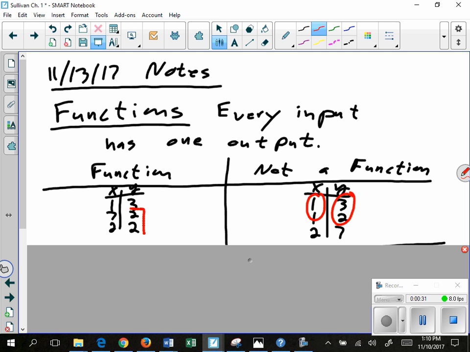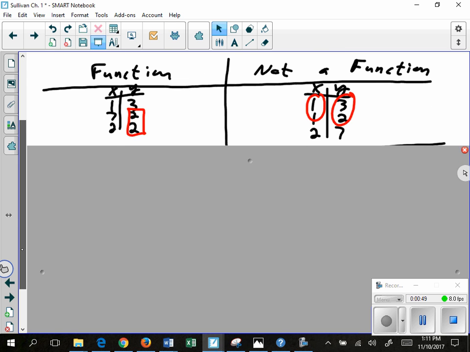Having these double 2's here is legal, because if I input a 7, I could get a 2 out. I could input a 2 and get a 2 out. It's the fact that I have one output for each input. It's okay to have duplicate outputs. So that's the table version.